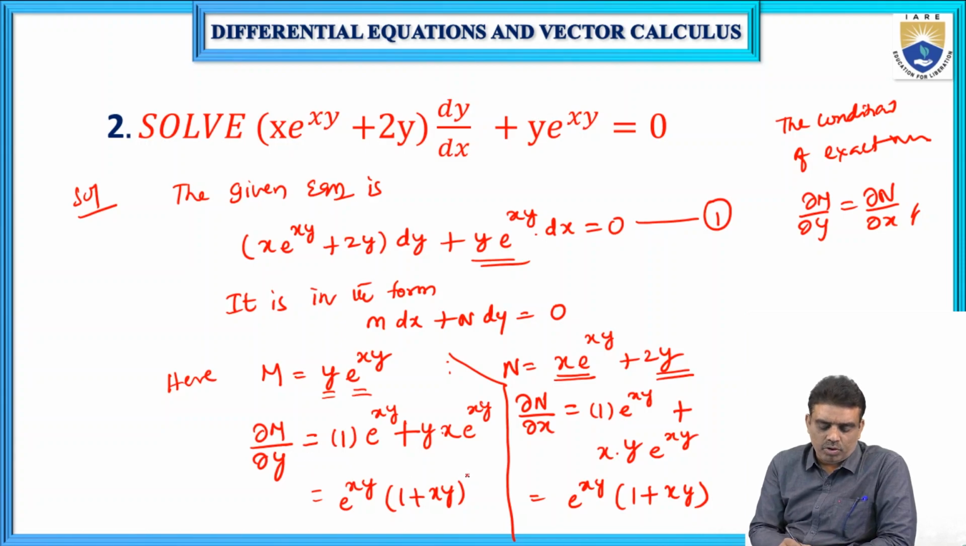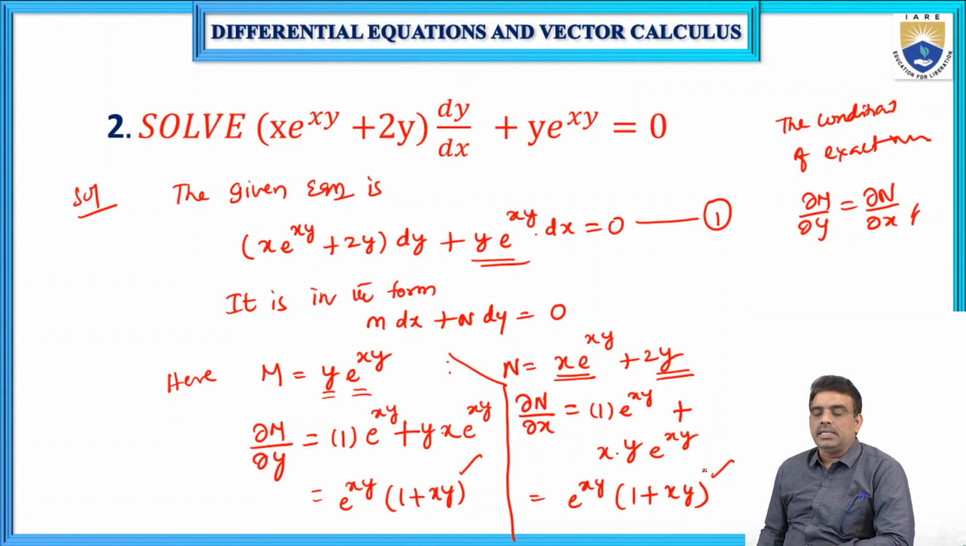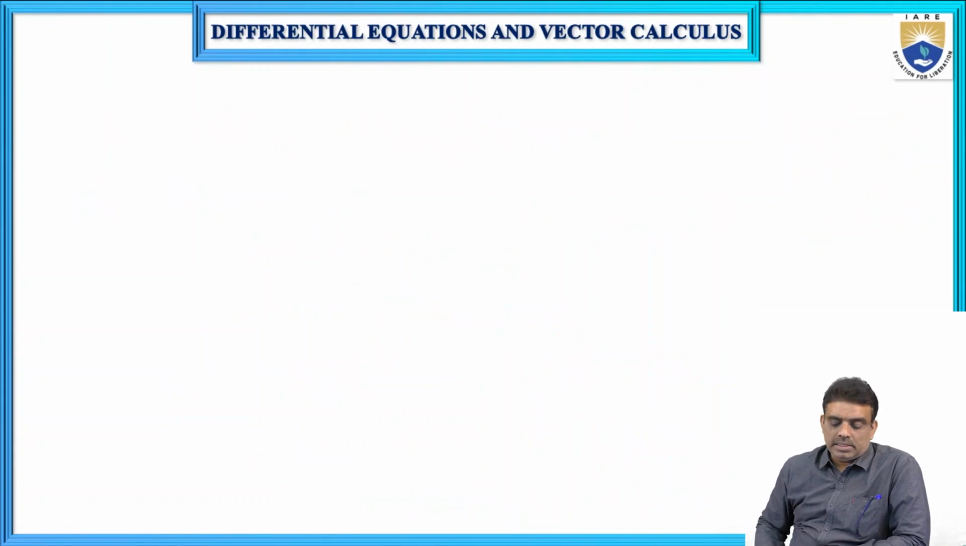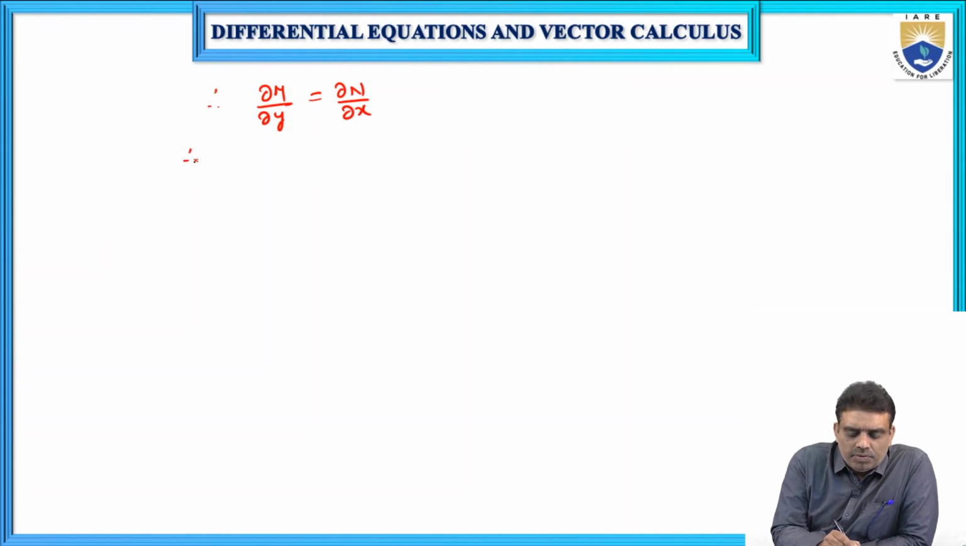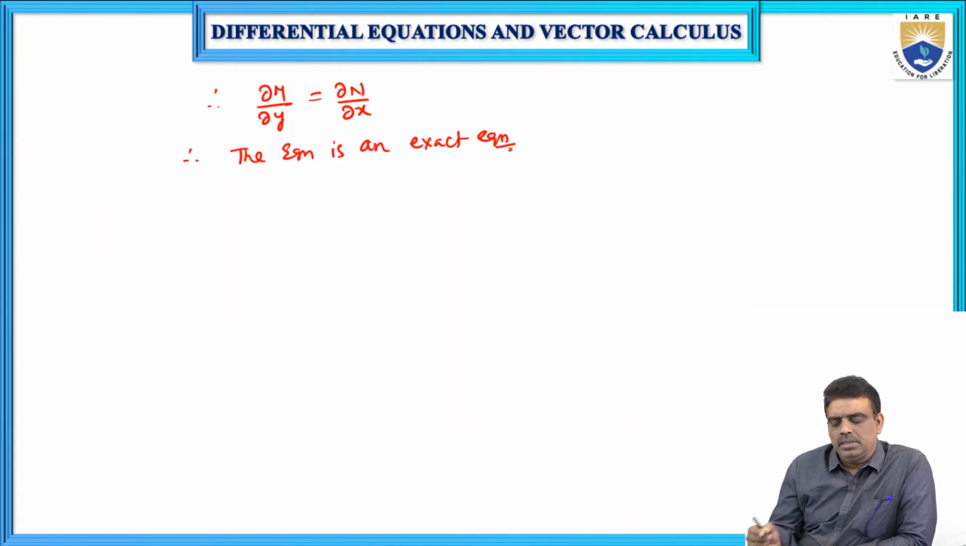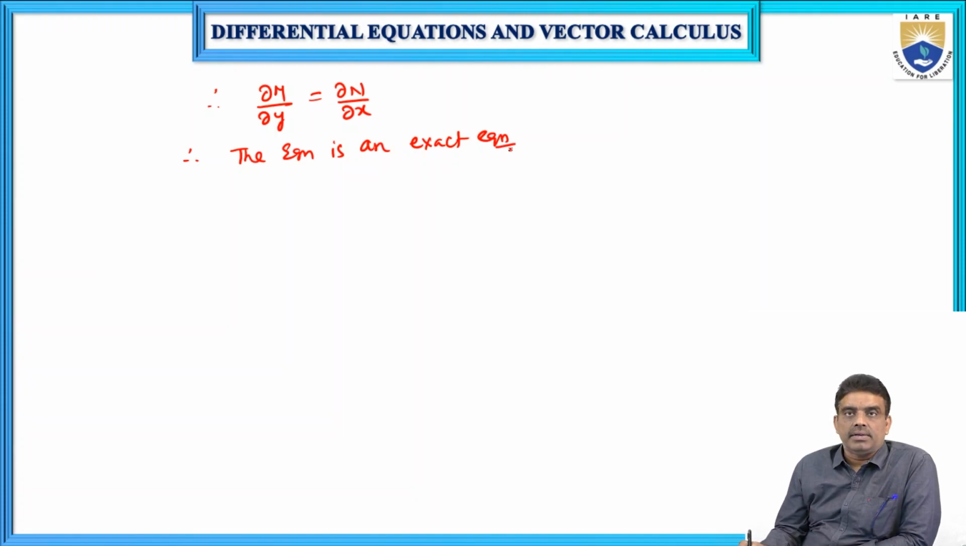So dou m by dou y is this, and dou n by dou x is this. These two are equal, so the condition of exactness is satisfied. Therefore, our condition dou m by dou y is equal to dou n by dou x holds. Therefore, the equation is an exact equation.